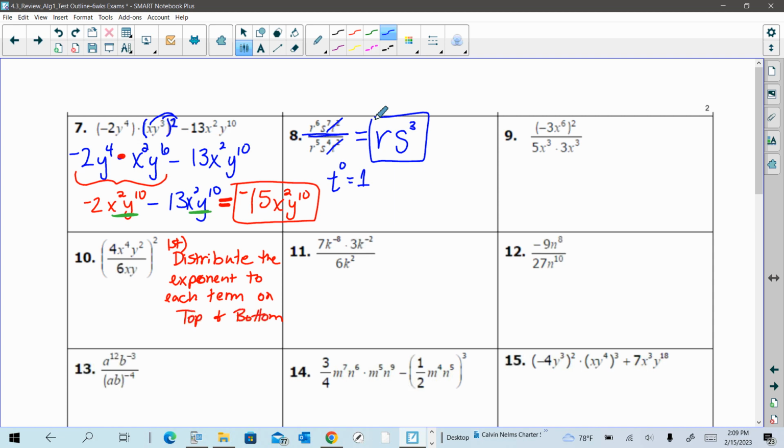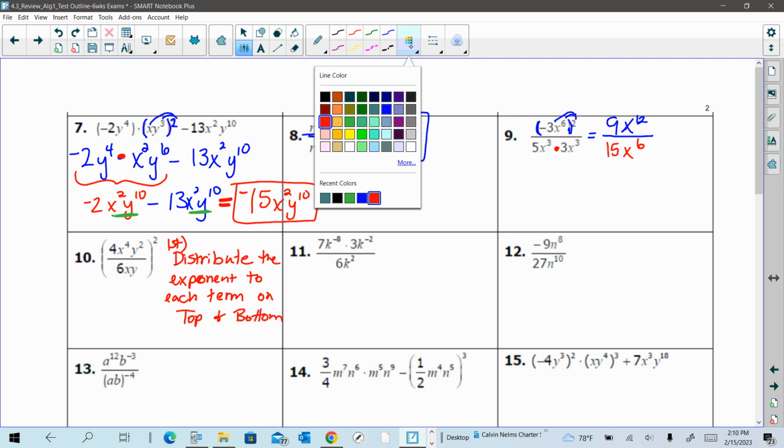On 9, we should be doing the power rule first. Distribute this 2 to each term. And let's just see if you get the first rule correct. Our numerator is now going to end up being 9x to the 12th power. Underneath here, we're doing the product rule because we're multiplying. So our denominator should be 15x to the 6th power.